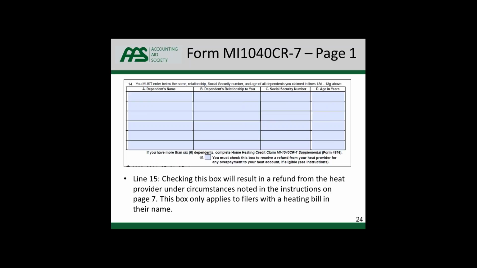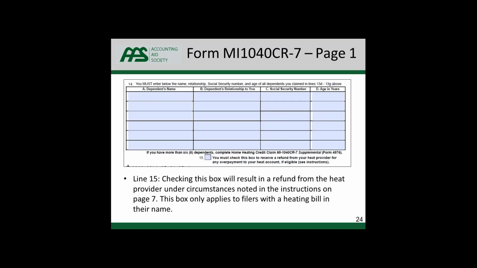Okay, box 15. That's going to apply only to somebody with a heating bill in their name. So it wouldn't be applicable to anybody whose heat's included in a rent or in somebody else's name. Basically, in most cases, if you're not getting heating assistance in the last 12 months, you're going to get a refund soon after they apply the heat credit to any outstanding balance, assuming you have an overage.